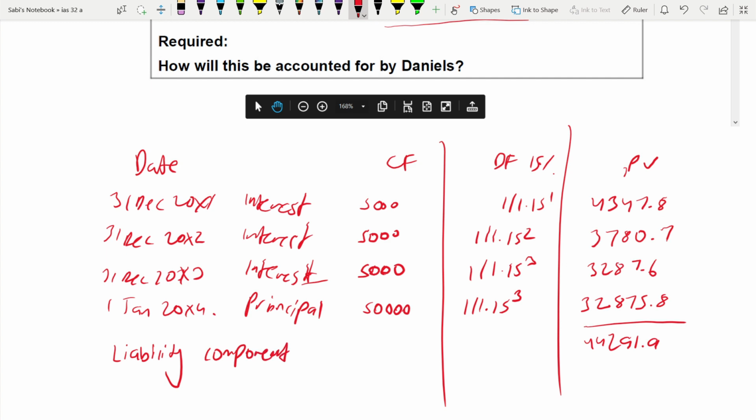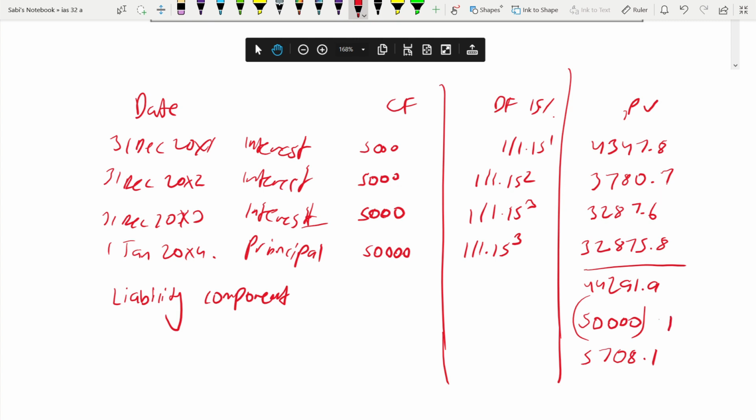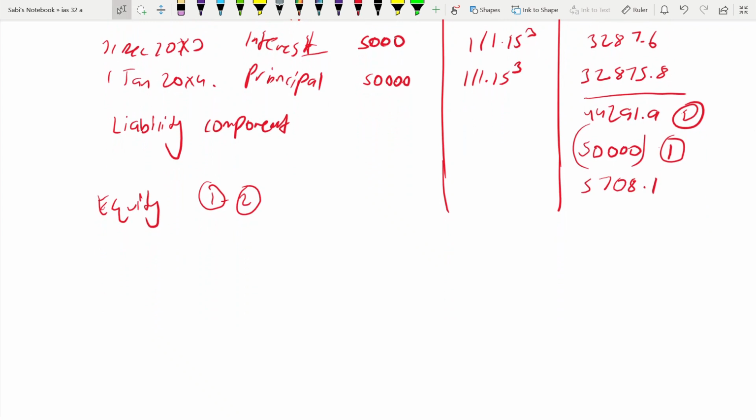And how are you going to get your equity component? Just minus it from 50,000, which will be just the difference, 5708.1. 50,000 minus this. Okay, you might be thinking why this is positive. It is this minus this, 1 minus 2, which is equity, 5708.1. Equity will always be less than liability. Liability is the bigger portion, right? Because equity is just the remaining, it's the balancing figure.